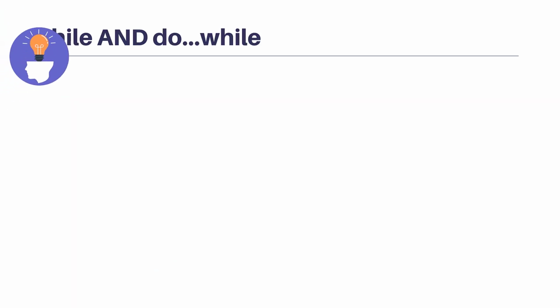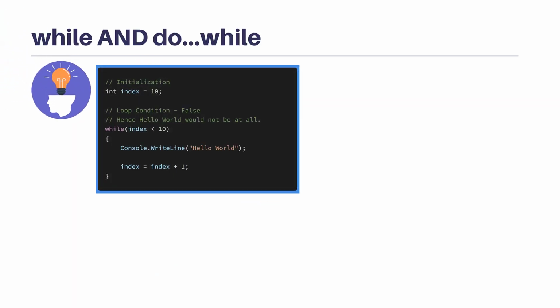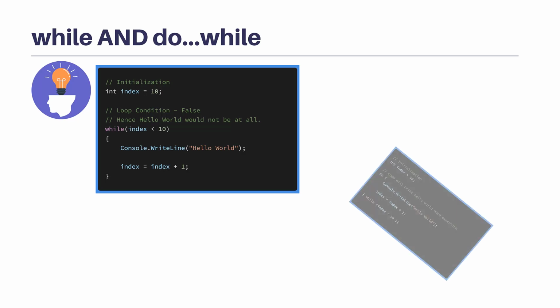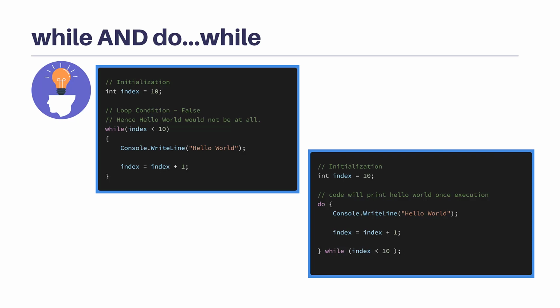Let's say we initialize this index variable to a value of 10. In such a case, the loop condition will evaluate to false. In the case of a while loop, the loop body will not be executed at all because the condition is false. On the other hand, the do-while loop evaluates the condition at the end, after the first iteration is done. That means the hello world text would be displayed once and then the condition would be evaluated. And as the condition would evaluate to false, the loop body will not execute again and the loop will terminate. That's why the do-while loop is a bit odd.